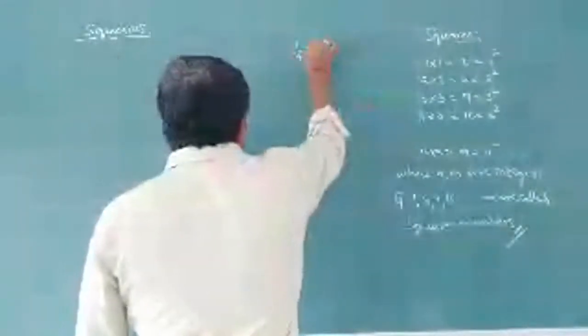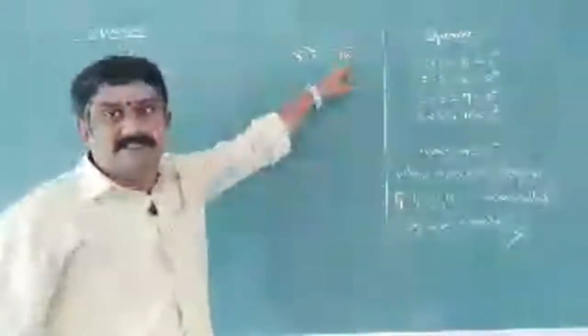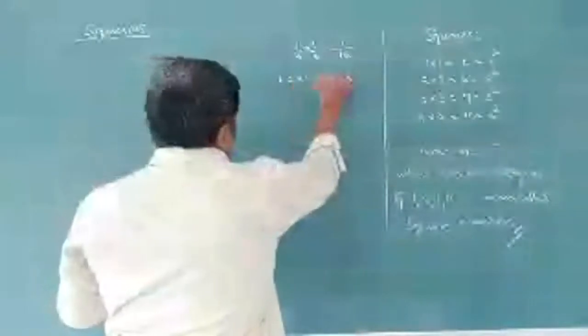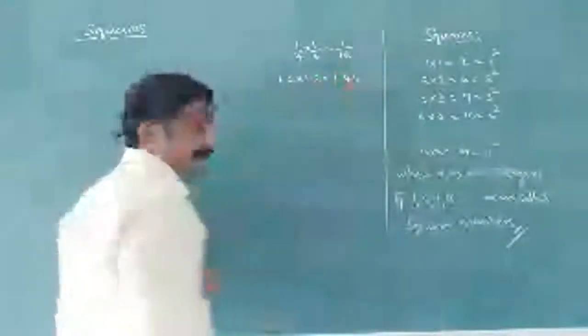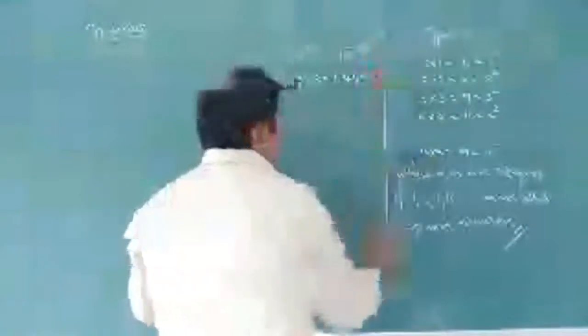Suppose let us take 1 by 4 into 1 by 4. How much are you going to get now? 1 by 16. 1 by 4 into 1 by 4 is nothing but 1 by 16. 1.2 into 1.2 is 1.44. How are we writing this? This can be written as 1 by 4 whole square, and this is 1.2 whole square. Then what are these called?